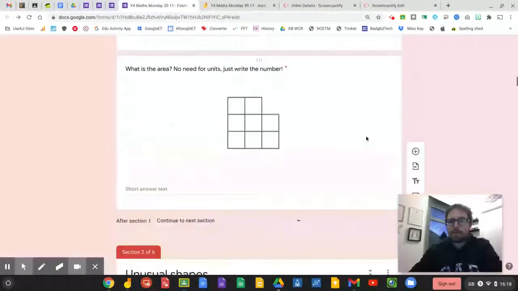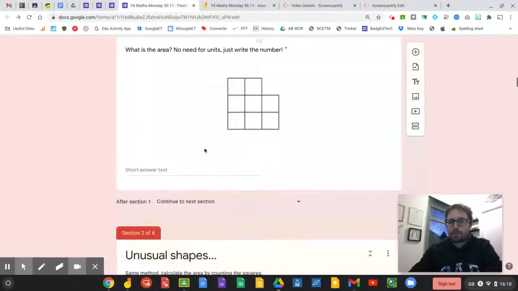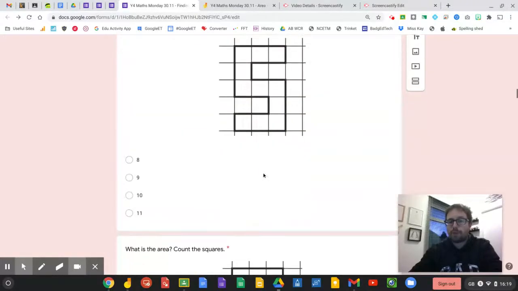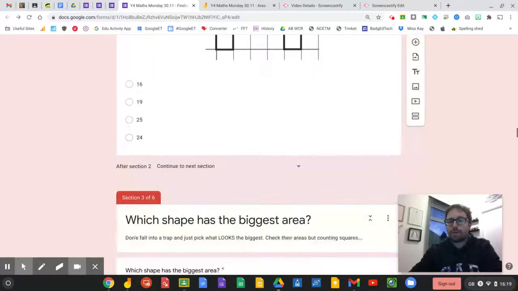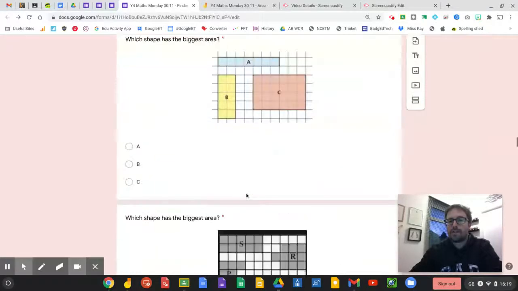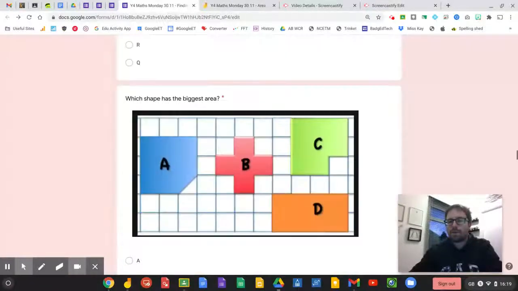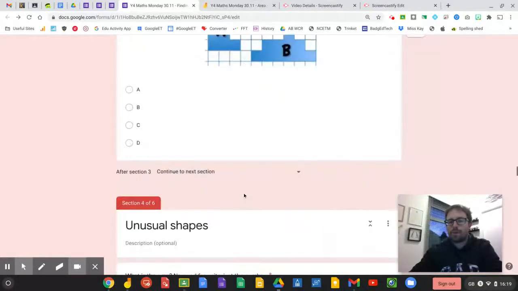Your task today, you've got lots of shapes to count. Just put the answer in. How many? No units, just the number. How many squares? What's the area of that shape? You've got some unusual and irregular shapes, and then towards the bottom, you're going to start getting some real challenge shapes. You've got a bit of comparison first, and then there's going to be some right down at the bottom. There's going to be some real mystery ones, which are called unusual shapes, which you're going to have to think about.